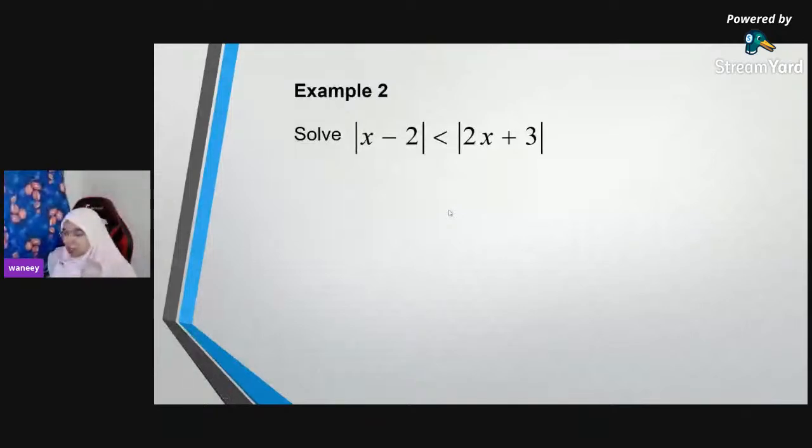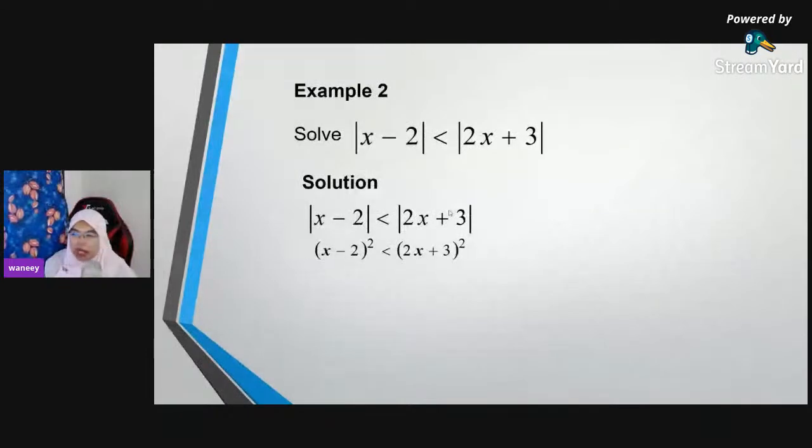Okay, so now we have modulus on both sides of the inequality. The first thing we should do is square both sides. Squaring both sides, you can expand them or you can bring it to the left just like what I did earlier. So take a look.